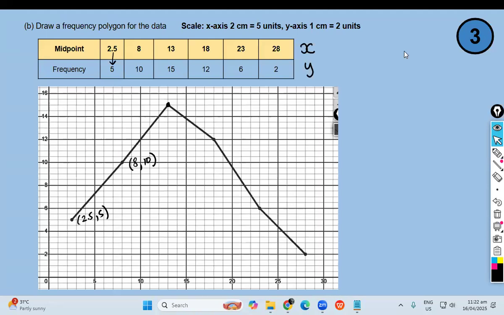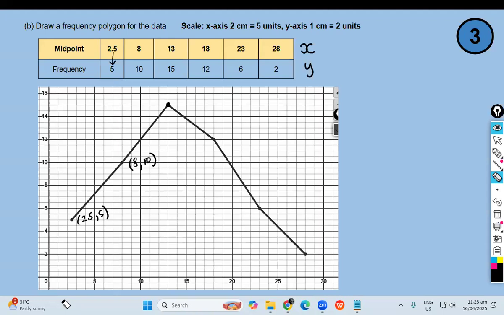Now, for this one, you don't have to connect it to the origin. If you decide to, nobody is going to do anything to you about it. But to me, it's really not necessary for this one. And this one, you have to use a ruler. The frequency polygon is the one where you have to use a ruler. All lines must be perfectly straight.